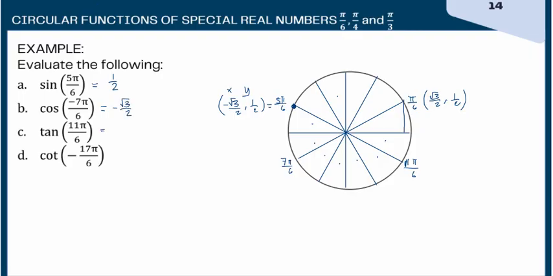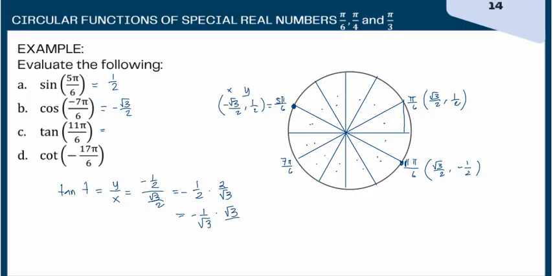And then if we do 11 pi over 6, that is starting here 1, 2, 3, 4, 5, 6, 7, 8, 9, 10, 11. So that would be here, and then that is square root of 3 over 2 tsaka negative 1 half. And then again, if we're talking about tangent, tangent t is equal to y divided by x. So that is negative 1 half divided by square root of 3 over 2, which would give you negative 1 half times 2 over square root of 3, which is negative 1 over square root of 3 times square root of 3 over square root of 3, which would give you negative square root of 3 over 3. So meaning the value is negative square root of 3 over 3.